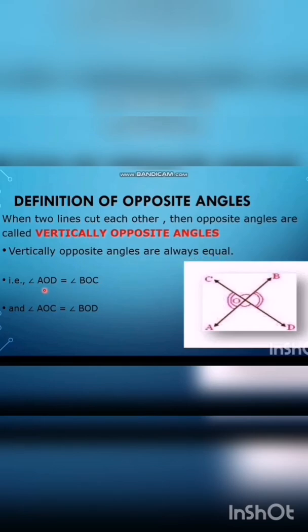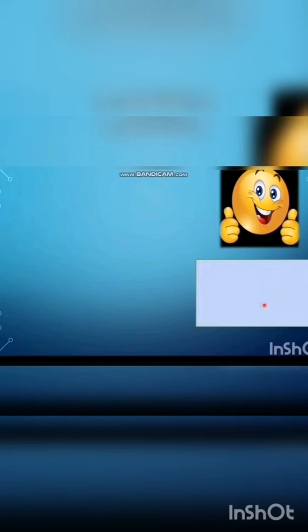We have a pair of angles, angle AOD and angle BOC. These two angles are equal in measurement. Angle AOC and angle BOD are also the same because these are vertical angles. Let's explain from another figure.